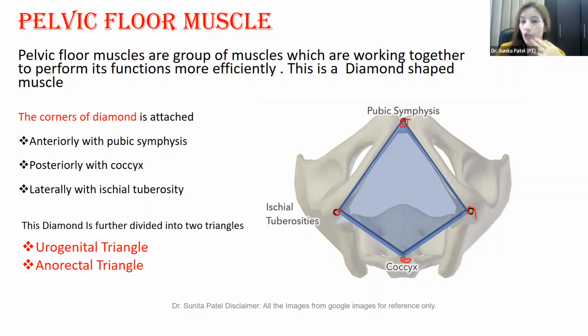This is what we do for our patient, and I'm going to teach you in the workshops. Now join all these marks together. Once you join them, you will find a very beautiful diamond shape. This is why we say our pelvic floor is a diamond-shaped muscle. The corners of the diamond are attached anteriorly to the pubic symphysis, posteriorly to the coccyx, and on the sides to the ischial tuberosities.